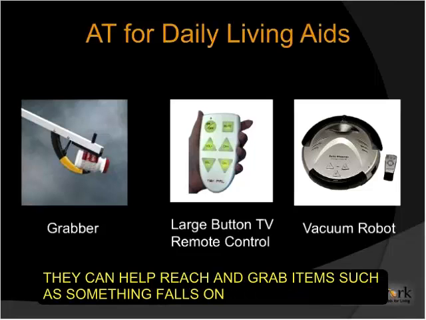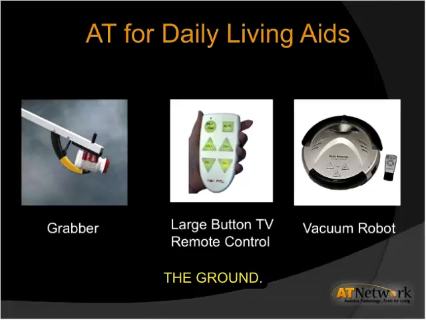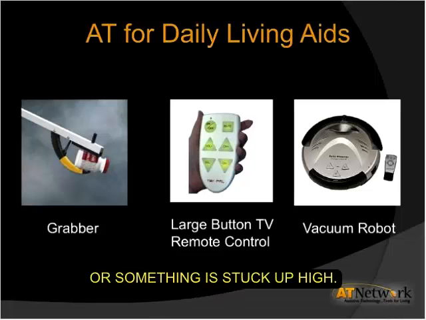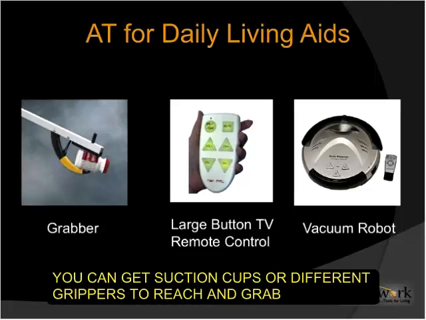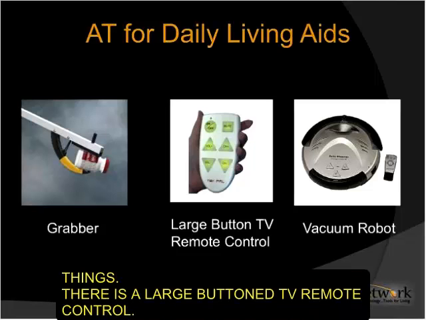They can help reach and grab items, such as if something falls on the ground or something is stuck up high. They have different extensions. You can get ones with suction cups or different grippers to help reach and grab things. There's a large button TV remote control.